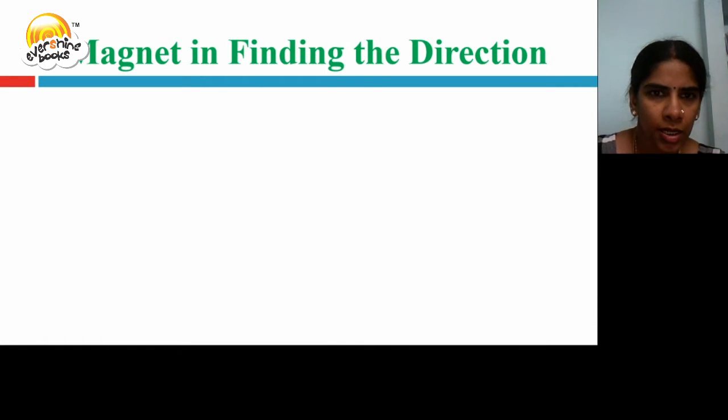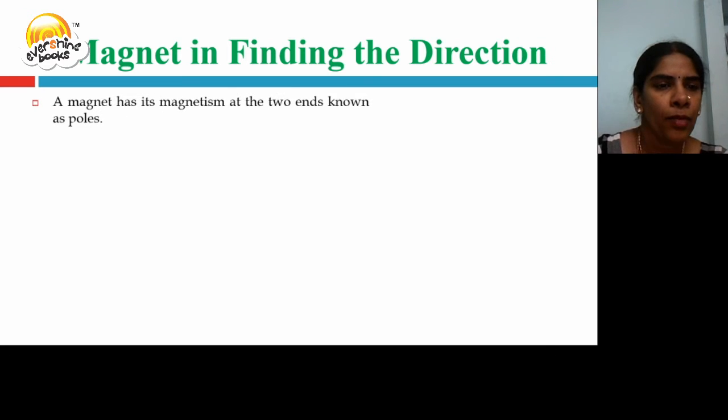Let us see how a magnet is used in finding the direction. A magnet has its magnetism at the two ends known as poles.